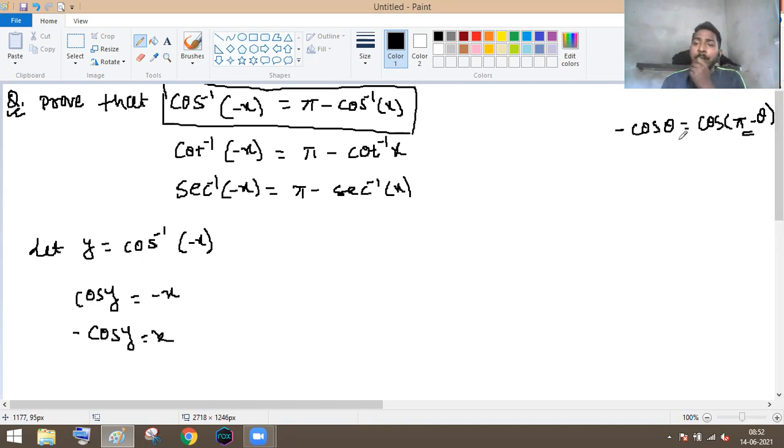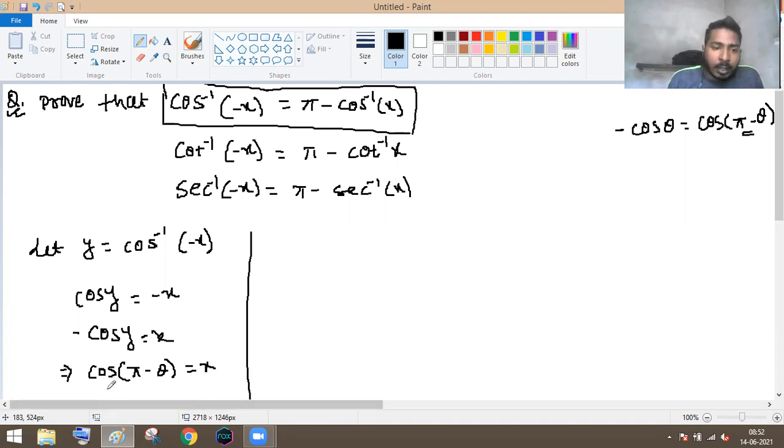Understood? So instead of minus cos theta, I can write cos pi minus theta, which will be equal to x. After that, take this cos to this side. We will get pi minus theta equals cos inverse x. Yes. Now, it will not be theta. We have to put y here, because theta is y.